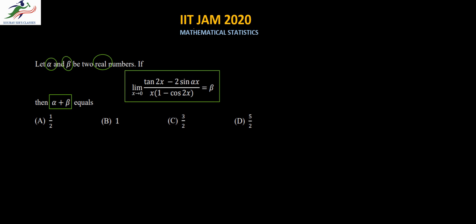Now for very small x, or x tending to 0, we can write sin x approximately equal to x and tan x also approximately equal to x, because these are very small values and both the series of sin and tan will almost be equal to x for very small values of x.